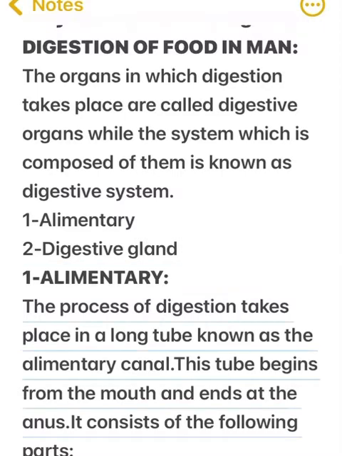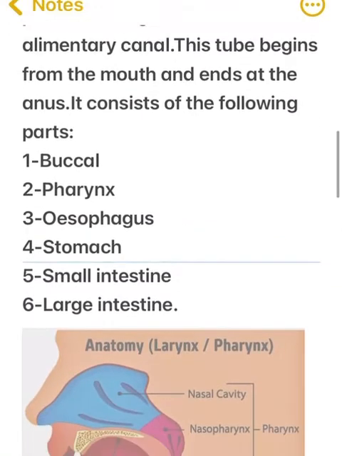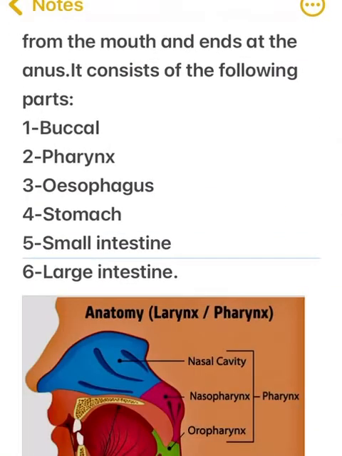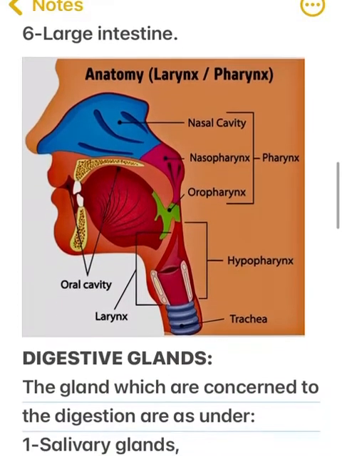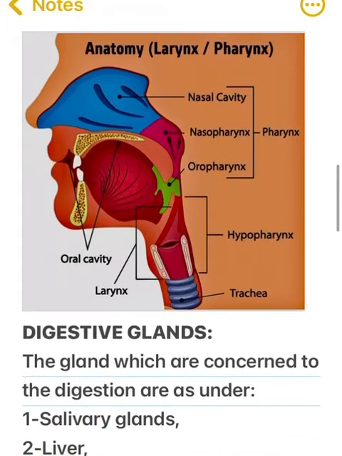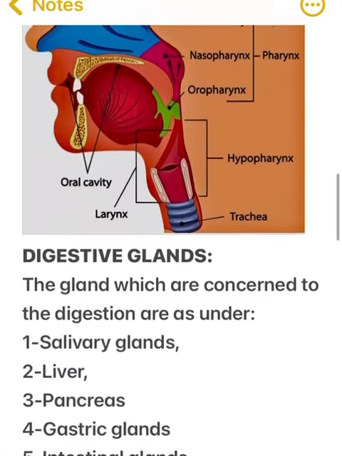The process of digestion takes place in a long tube known as the alimentary canal. This tube begins from the mouth and ends at the anus. It consists of the following parts: 1. buccal cavity, 2. pharynx, 3. esophagus, 4. stomach, 5. small intestine, 6. large intestine. Digestive glands. The glands which are concerned with digestion are as under: 1. salivary glands, 2. liver, 3. pancreas, 4. gastric glands, 5. intestinal glands.